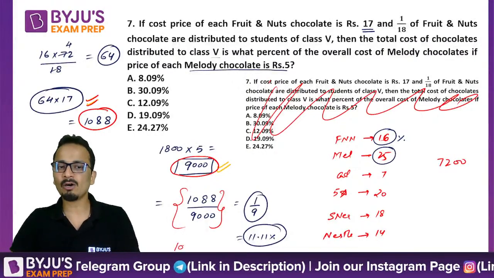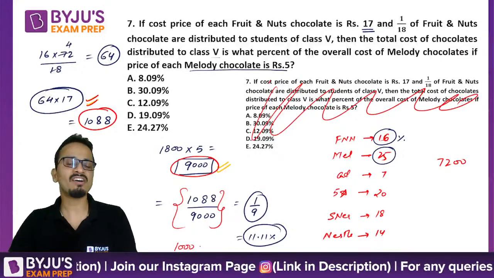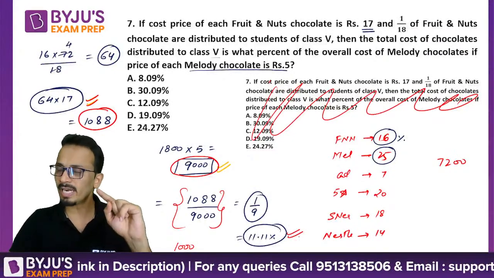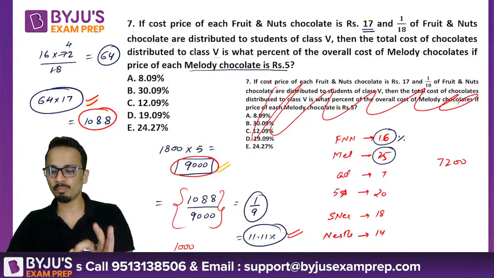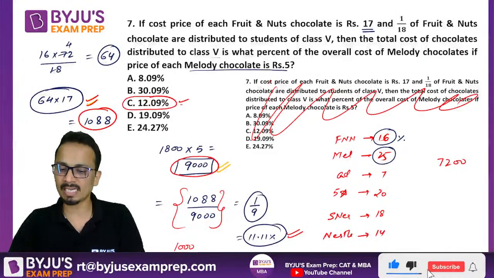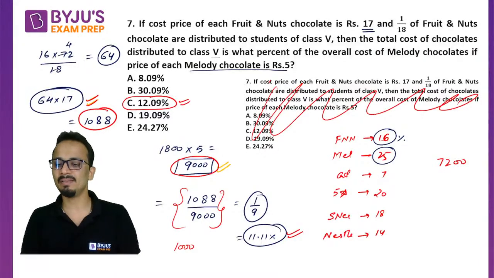If the numerator would have been 1000, then the answer would have been 1 by 9, that is 11.11 percentage. But the numerator is slightly above 1000, so my answer will be above 11.11 percentage. And there is only one option which satisfies this. Option C, 12.09, can be easily marked.